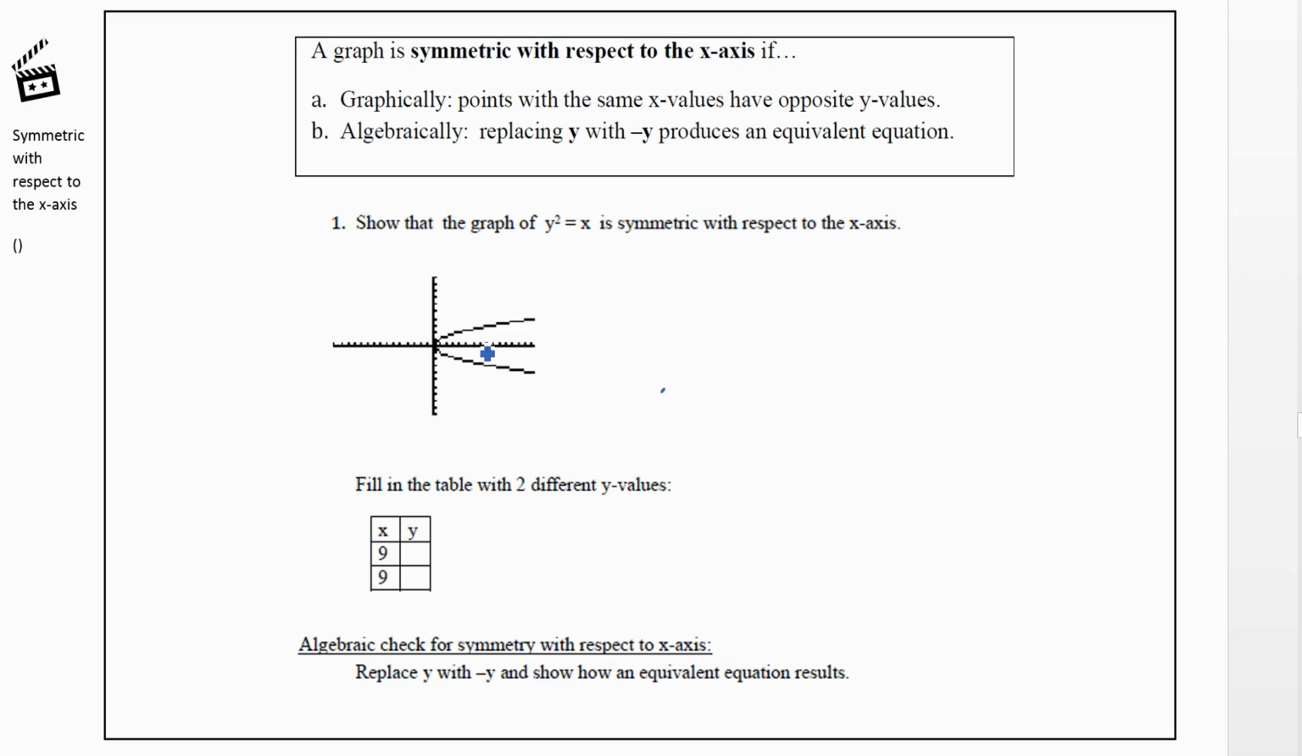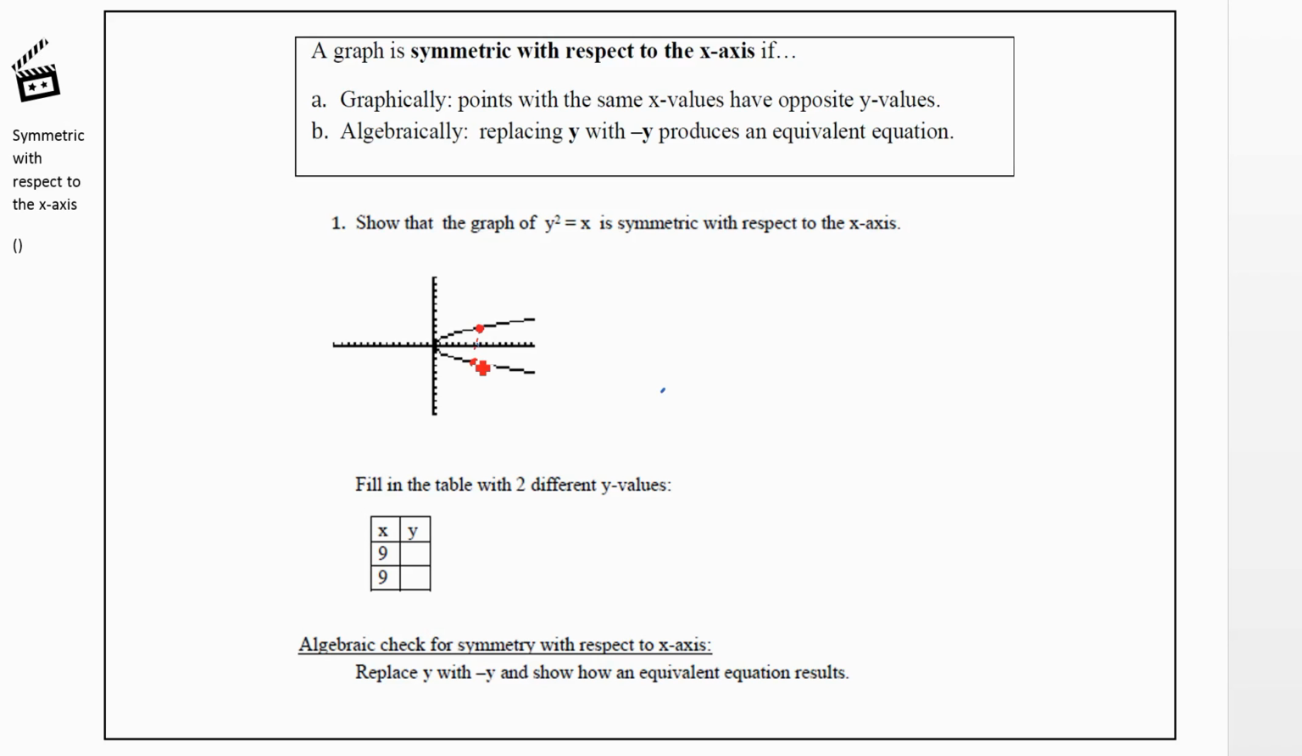values. So if you pick any x value and go up and find that point, whatever that is, the negative of that will also be on the graph, okay? So wherever it's up here, it'll be that same distance from the x-axis down below. Algebraically, if you replace y with negative y and then you simplify, you'll get the same thing.